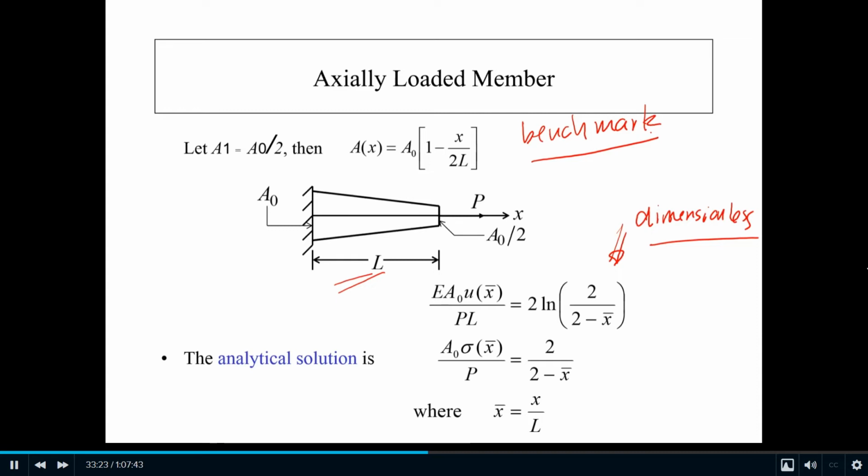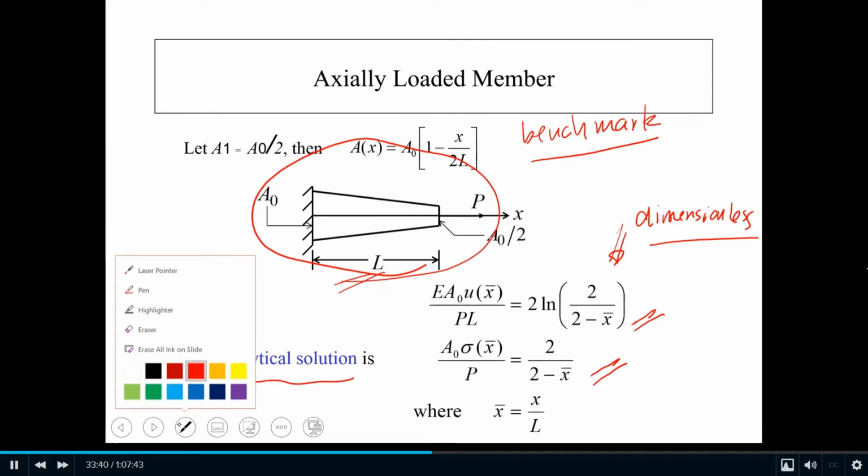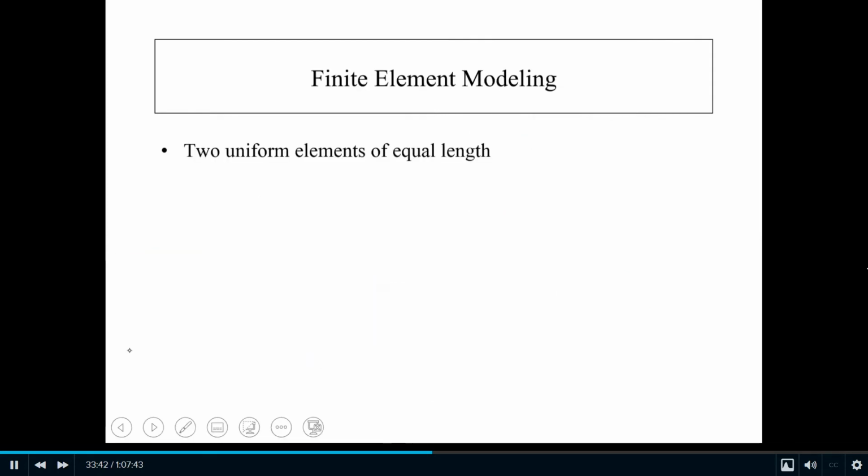Accurately. Anyway, this is the solution that you get when you solve this problem using basic mechanics, and we will use this analytical solution to compare with our FEM solution. Now, let's solve it with FEM.